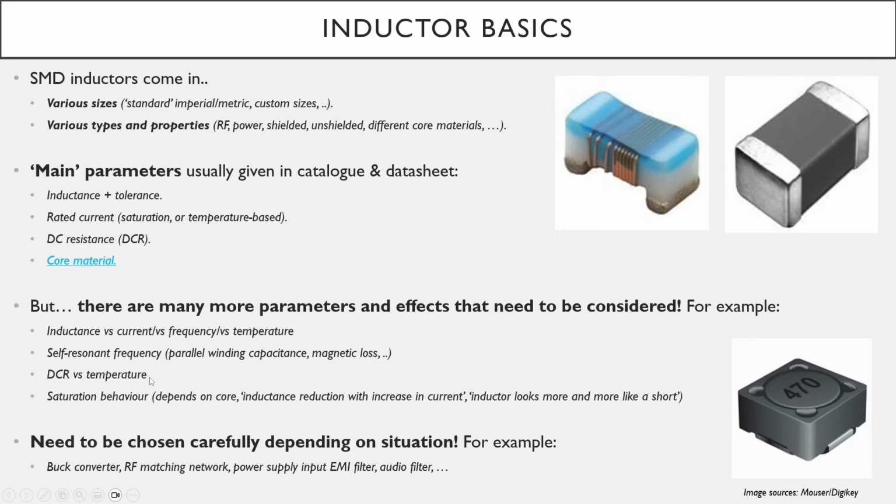Furthermore, the DC resistance, again, has a nominal value and some tolerance, but this will also change with temperature, for instance. Then, as we briefly talked about before, there is this saturation behavior, which depends on the core material type. Again, simply speaking, saturation is an inductance reduction with increasing current. Now, depending on the core type, this could be a very rapid inductance reduction. For instance, with ferrite cores or with powder cores, this could be a more smooth, somewhat more linear reduction in inductance with increase in current.